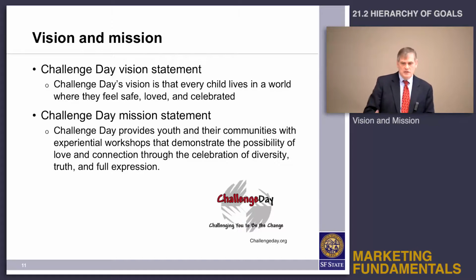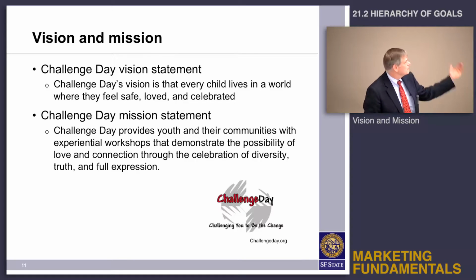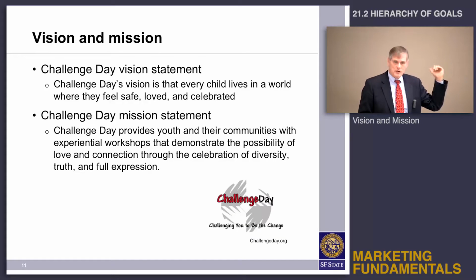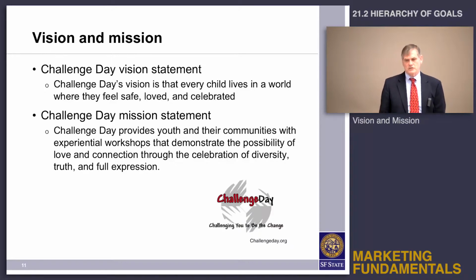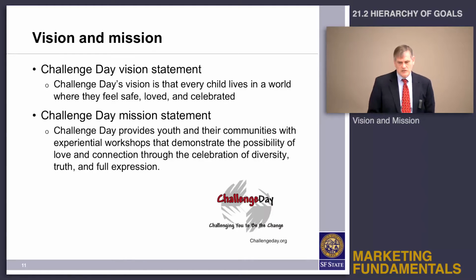because when we know each other and trust each other, that stuff kind of goes away. So we worked with them and came up with a mission, which again speaks to what they do, how they do it, who they do it to. Youth in their communities with experiential workshops that demonstrate the possibility of love and connection through the celebration of diversity, truth, and full expression. And each of those workshops contributes to a world where people feel safe, loved, and celebrated.